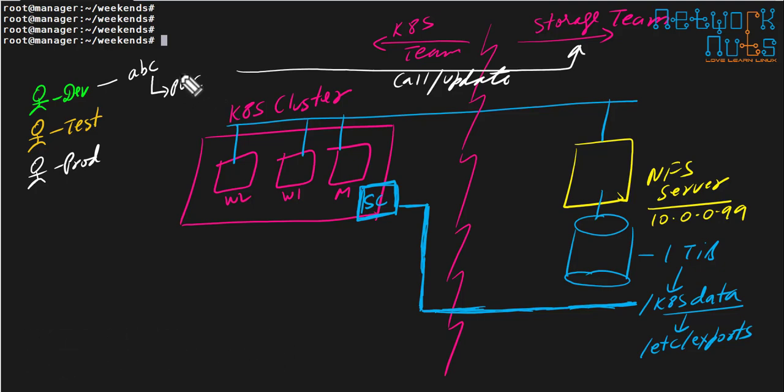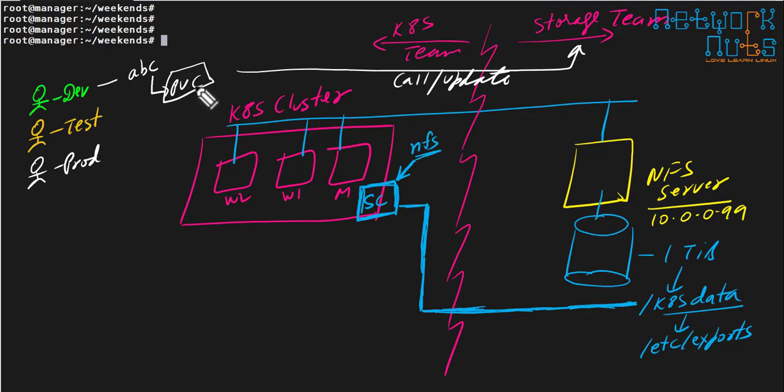I just create a PVC and tell this PVC to connect to this storage class. Let's suppose the storage class name is blue. It can be anything, or say NFS. Let's give it a meaningful name. Say the storage class name is NFS client or NFS. Say NFS is the name of the storage.